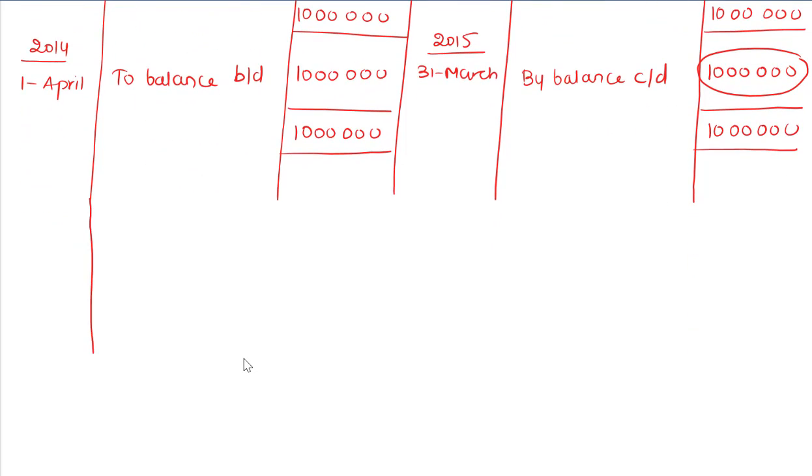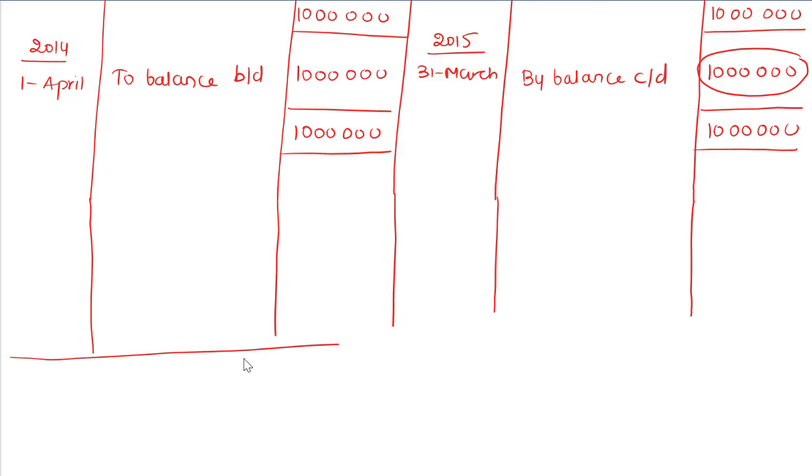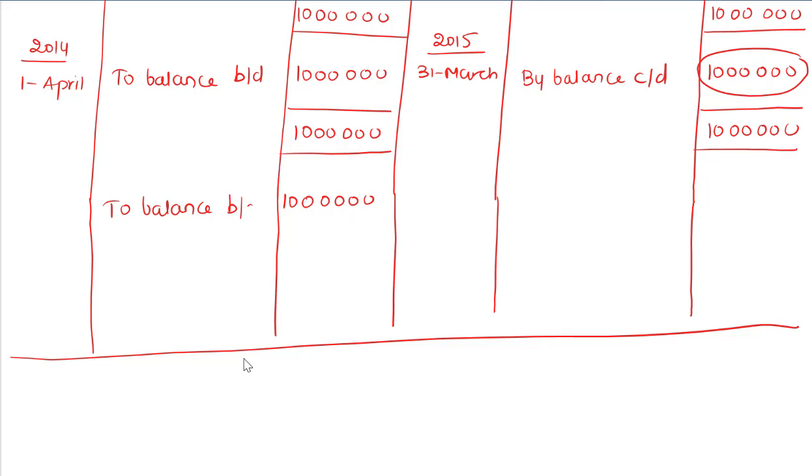Let us stretch these lines a bit, because we need to do the accounting for the third year also. Transfer these 10 lakhs over here, to balance brought down. The date is 1st April, to balance brought down 10 lakhs.